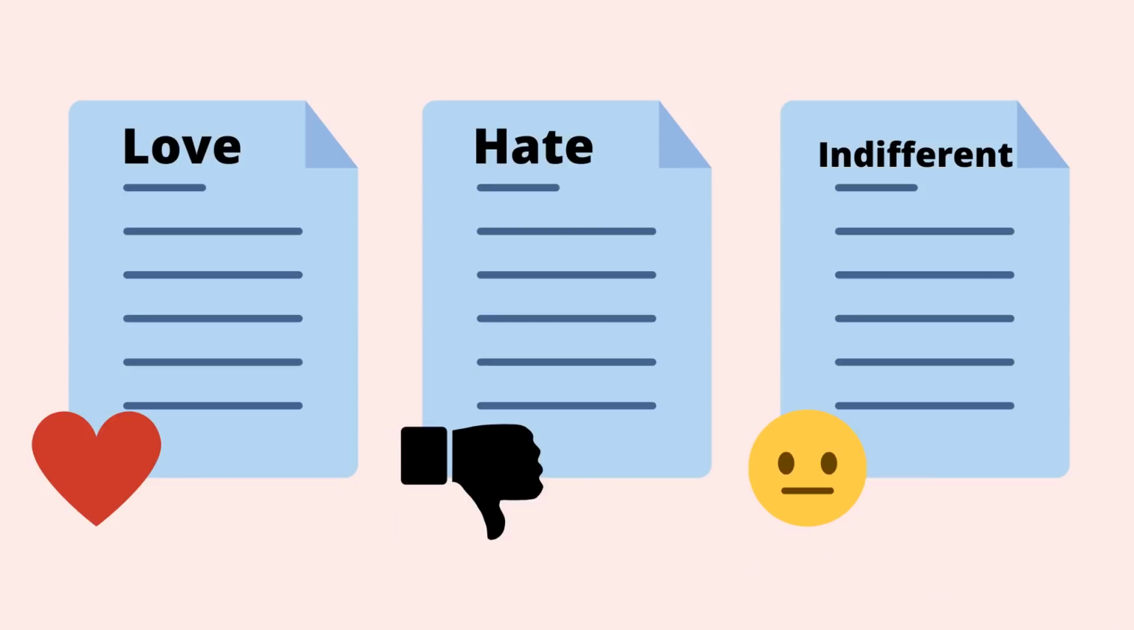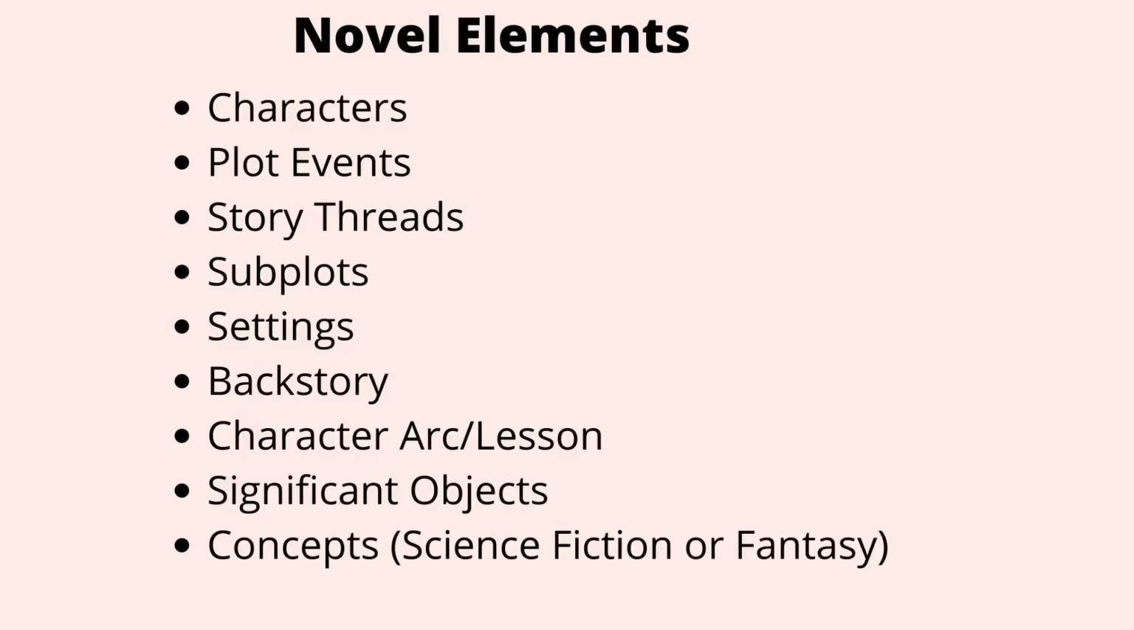And when you look at those things that you don't like, you can really start to think about why you don't like them and what you would need to replace them with in order to create a novel that you like more. So I recommend that you break down the different elements. These elements can include a variety of different things, including every character who appears in more than one scene, all major plot events or story events, any story threads or subplots, major settings, major pieces of backstory, the character arc or the character's lesson, significant objects. In sci-fi or fantasy, this might be significant concepts like the magic system or technology that's available.